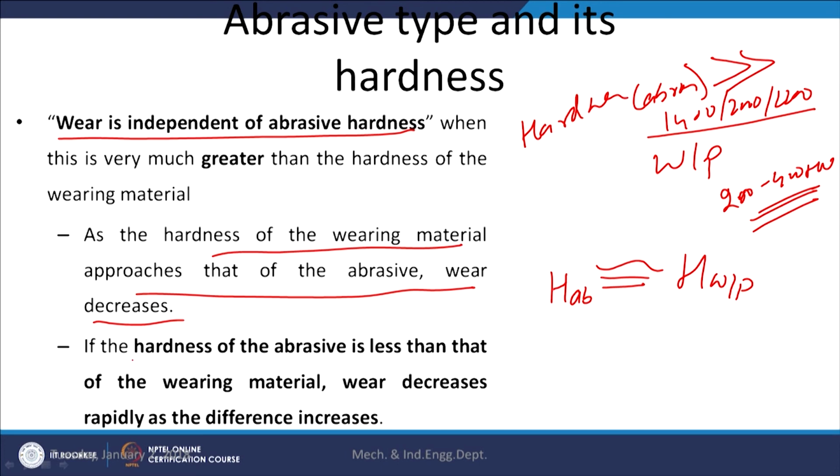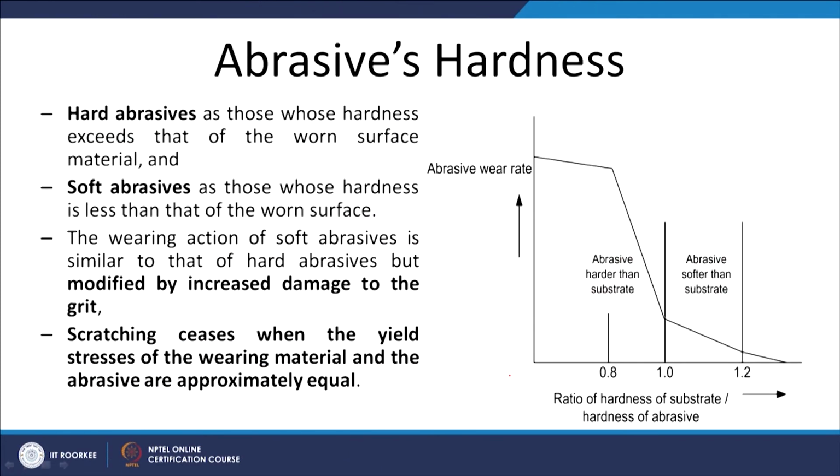If the hardness of the abrasive is less than the workpiece material, then the wear decreases rapidly with the increase of the difference. This means that if the abrasives are very soft, and the difference in the hardness of the workpiece and abrasive increases, then the lower hardness of the abrasive with respect to the workpiece will lead to a reduction in the abrasive wear.